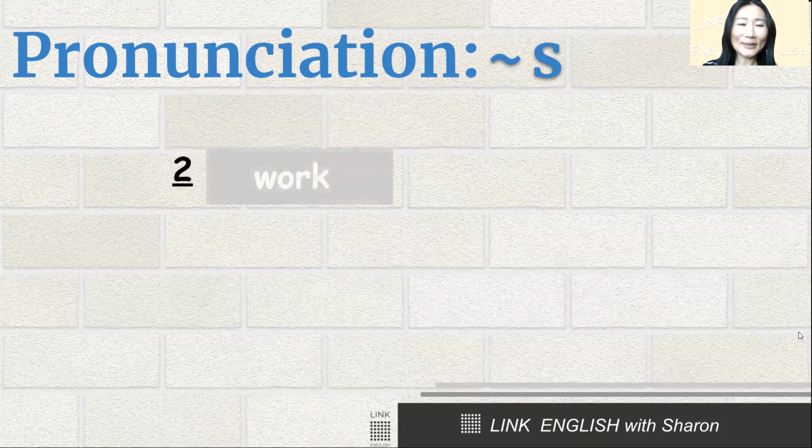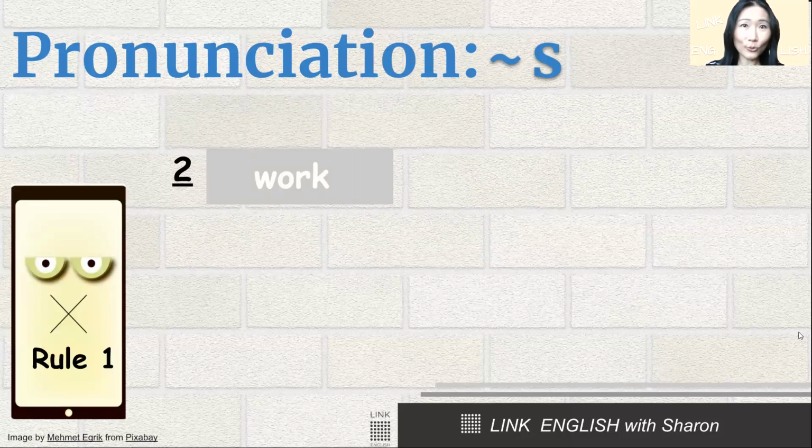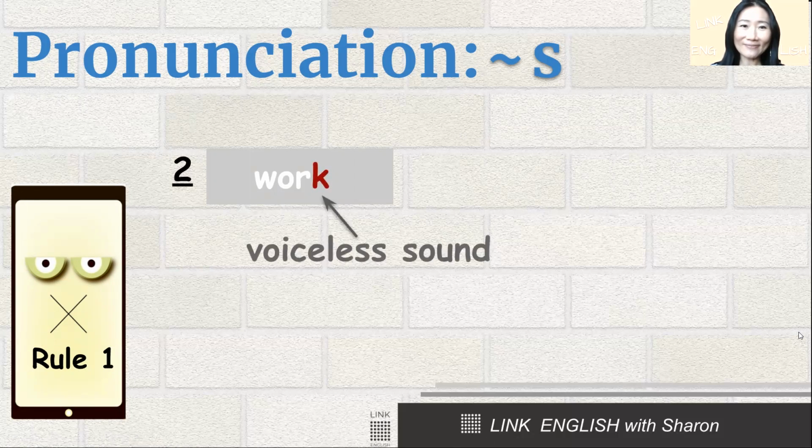Next, let's look at work. And pay attention to the ending sound. If it is not one of those in rule number 1, sh, ch, j, z, and it's a voiceless sound like this, k, then S sounds like s, works.